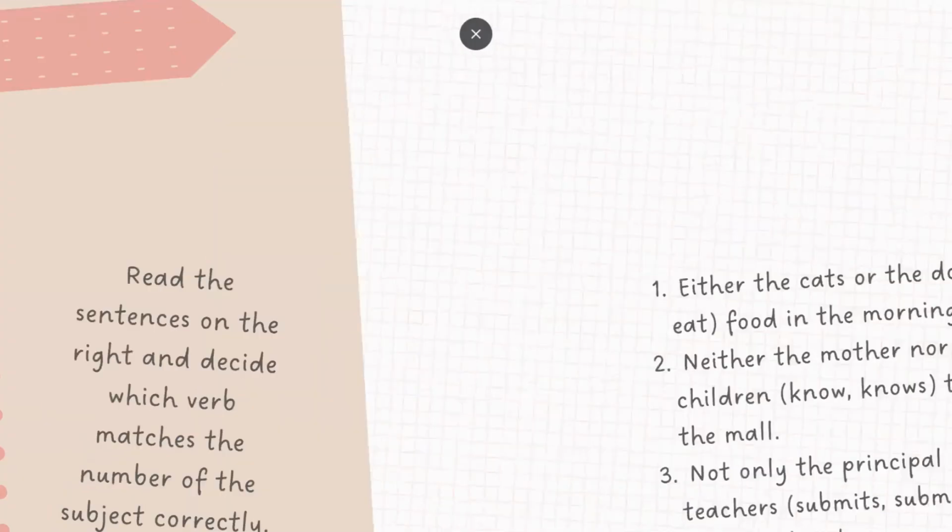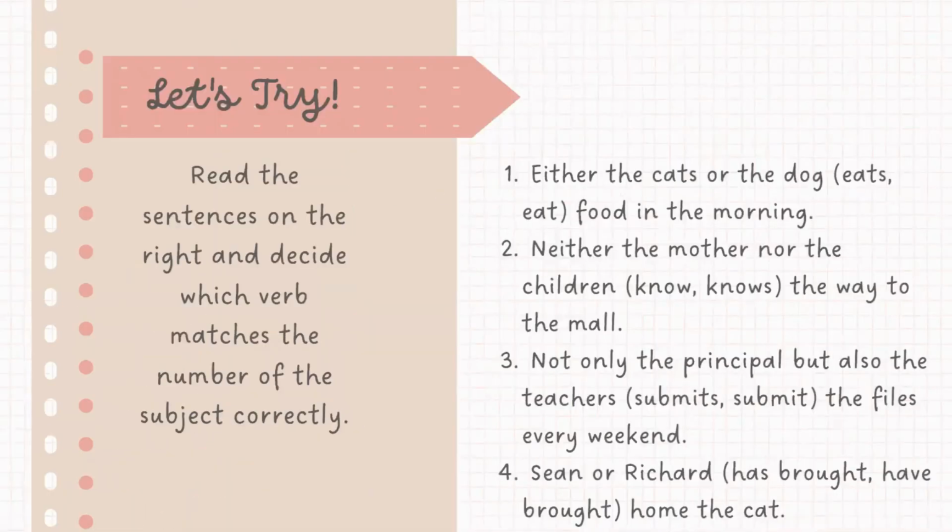Let's give it a try in the exercise. Either the cats or the dog eats or eat food in the morning. Cats is my plural subject. The dog is my singular subject. I will be choosing the dog because it is closest to my verb. Since it is singular, I will be using a singular verb. The dog eats food in the morning.